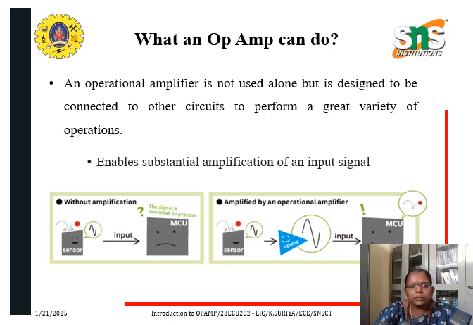Processing of sensor signals can be further improved by inputting the amplified signal to a microcontroller unit, which is known as an MCU. As shown in the diagram here, when we are not using an op-amp, your output will not get amplified and your signal will be weak at the output. When you use an operational amplifier in between the sensor and the output, your signal will get amplified and your output will be good.